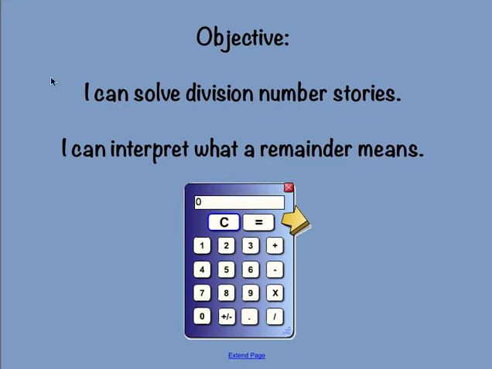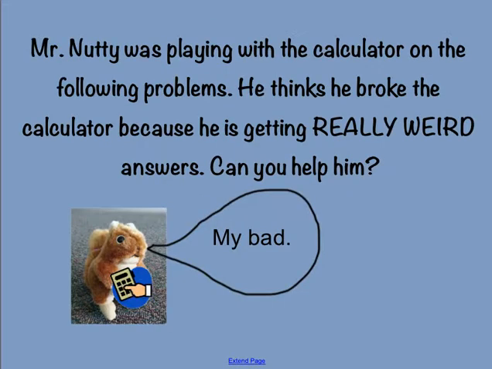Two learning objectives today. Number one, I can solve division number stories. And number two, I can interpret what a remainder means. Interpret is just a fancy way of saying I can figure out. And a remainder is part of an answer to a division problem, sometimes. We're going to figure more out about that today too.